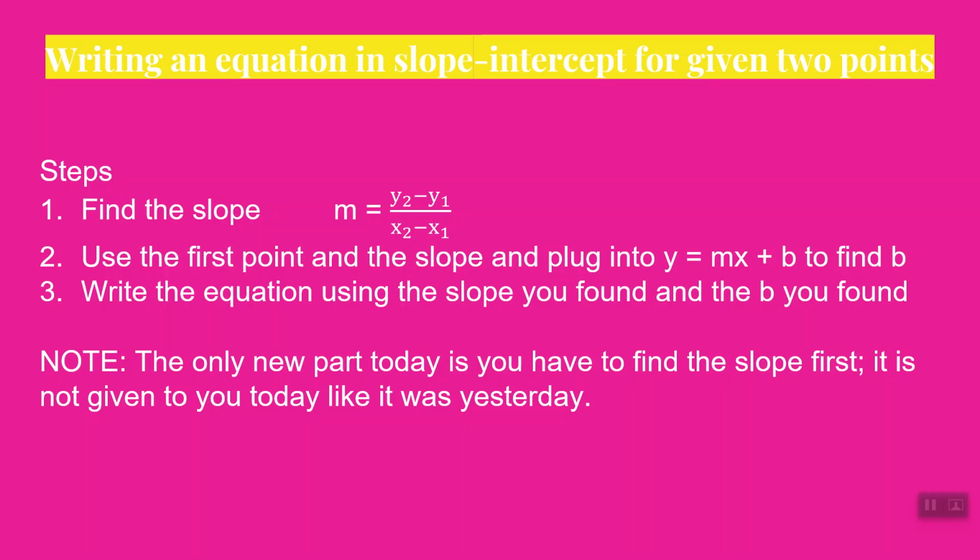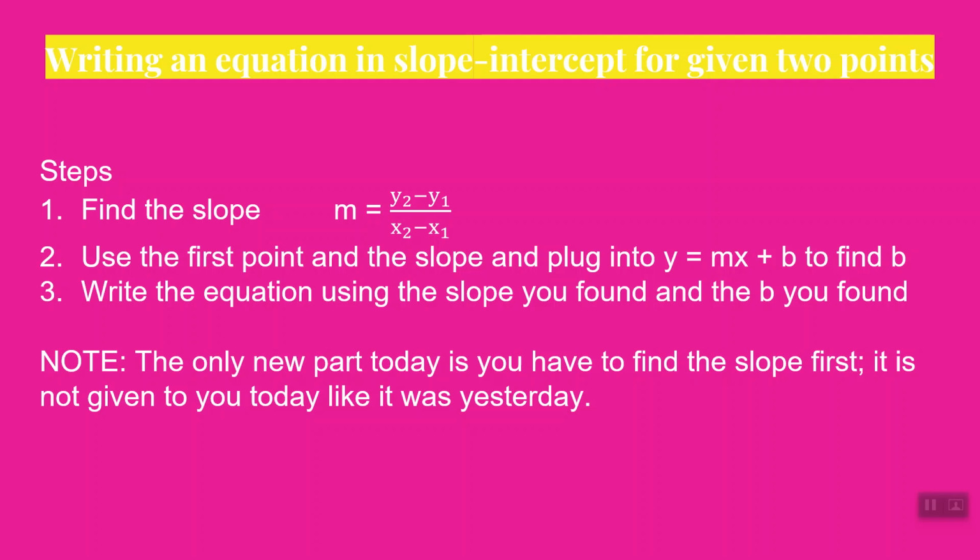Okay, so let's talk about some steps today to writing an equation in slope-intercept form when you're only given 2 points. Remember, prior to this lesson, we've done it when we're given a point and the slope and the y-intercept, and we've done it when we've been given the slope and a point. Now, again, today, we're just given 2 points.